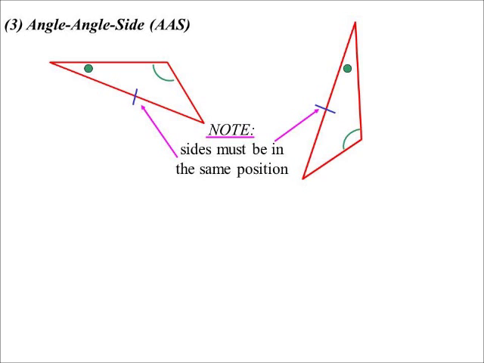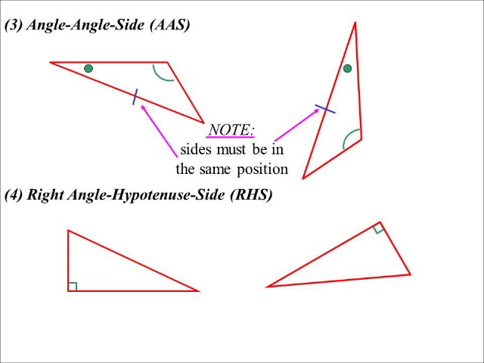The last one, which actually is a combination of the other ones: right angle, hypotenuse, side. Because if you know both triangles are right angled triangles, and you've got a hypotenuse that's the same, and one other side that's the same, you in fact could apply any one of the other 3.